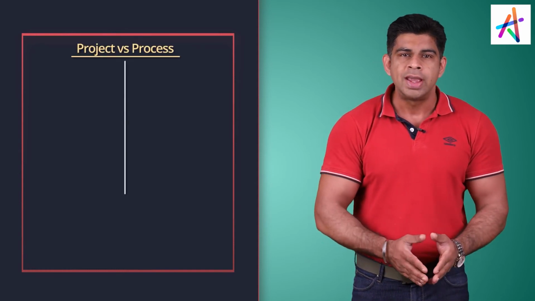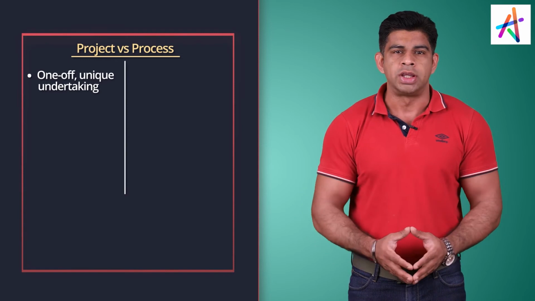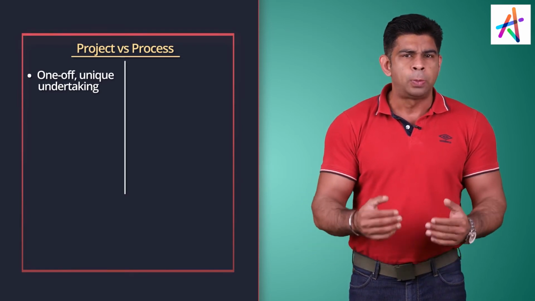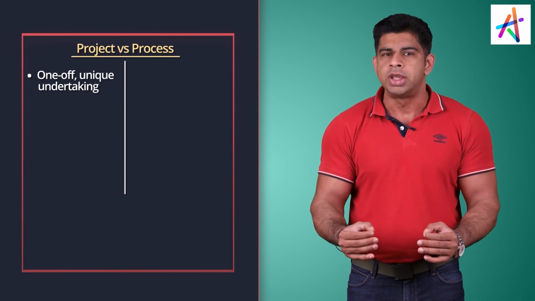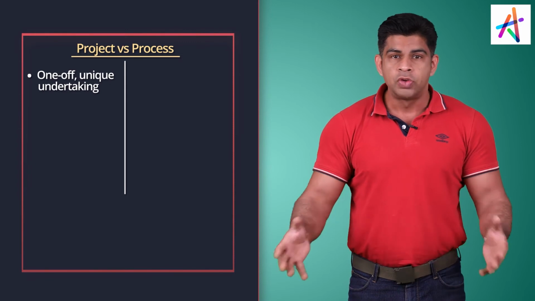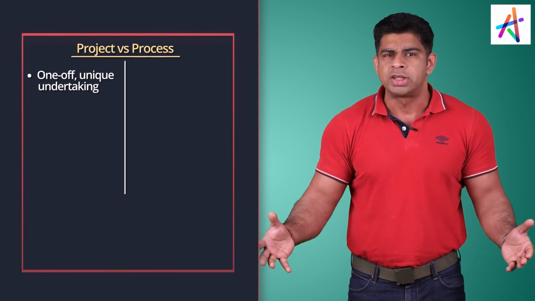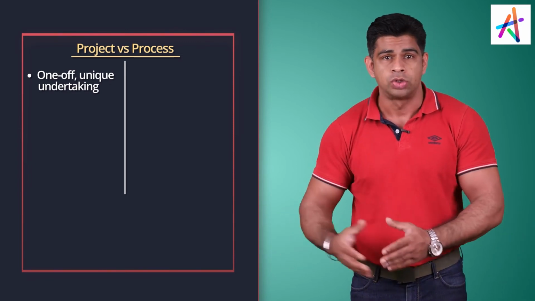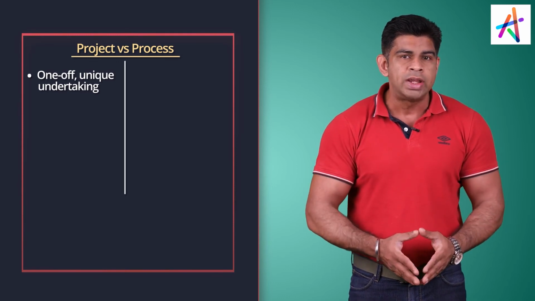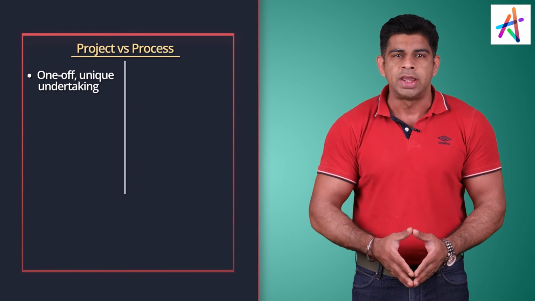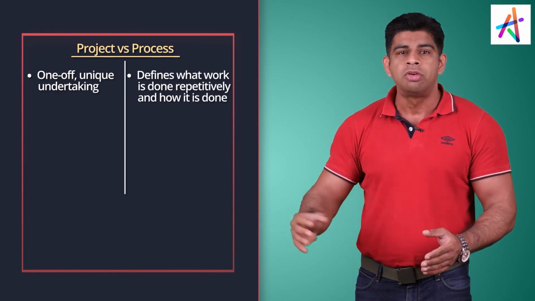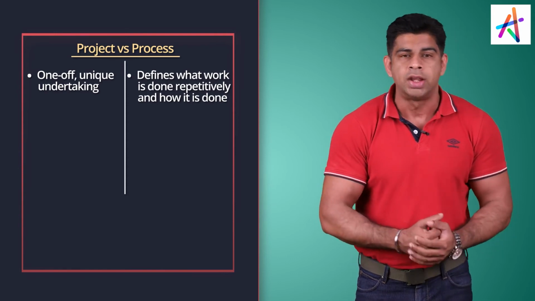A project is a one-off, unique undertaking. We spoke about this earlier as well, right? We spoke that a project is a unique undertaking with a definite start date and an end date. If you don't have an end date, it's no more a project, it's a process. It's operations. A project is, as it's given out over here on the screen, a one-off, unique undertaking. A process defines what work is done repetitively and how it is done.